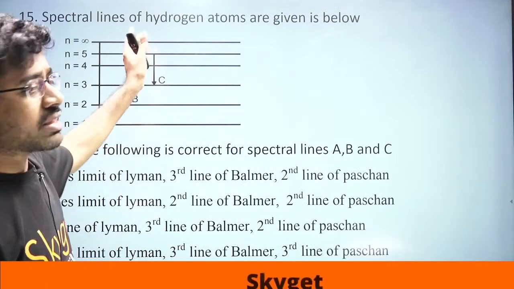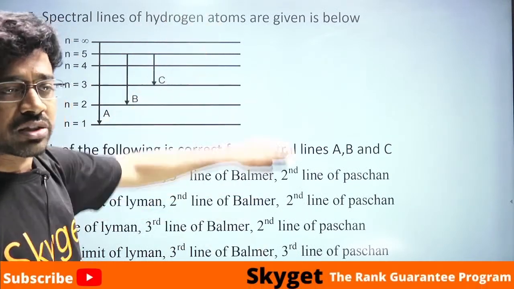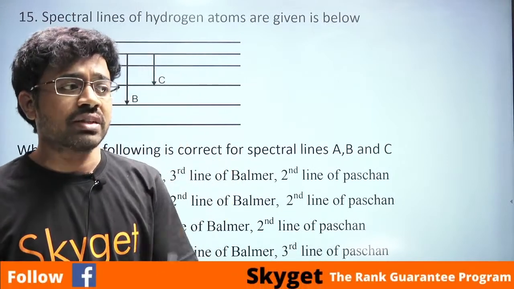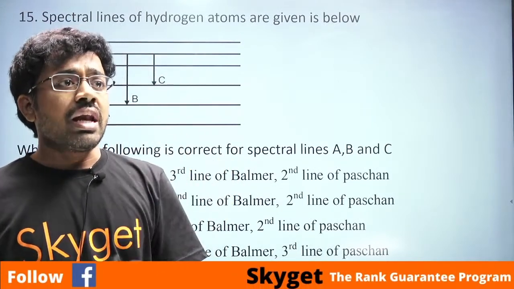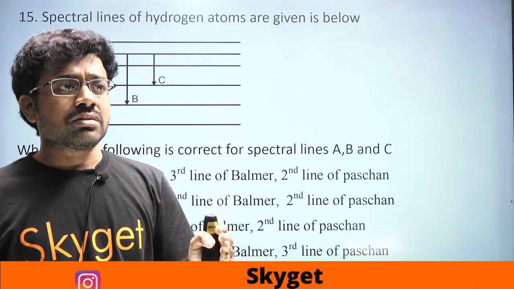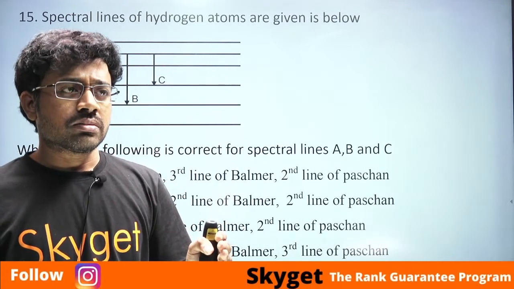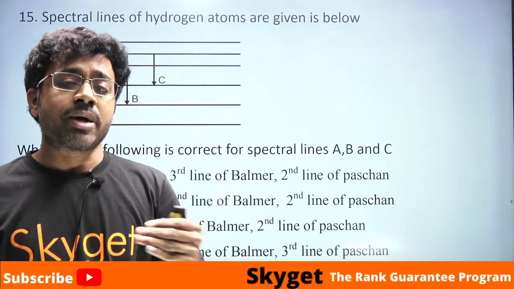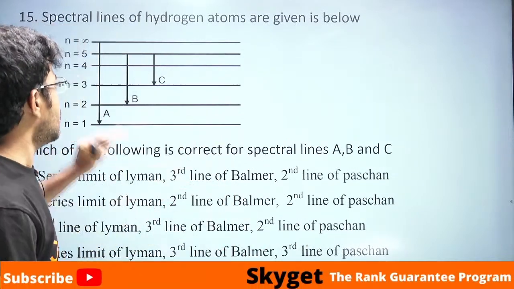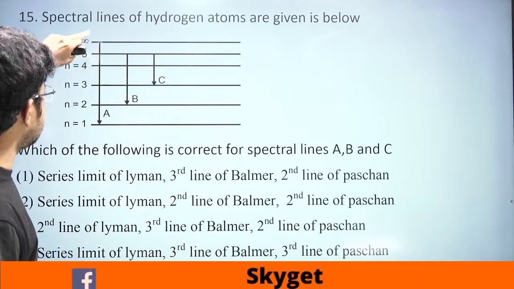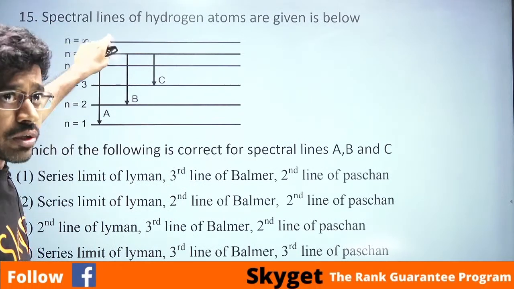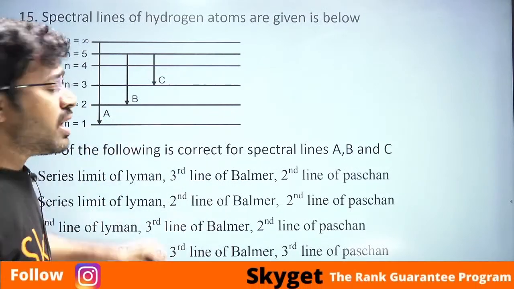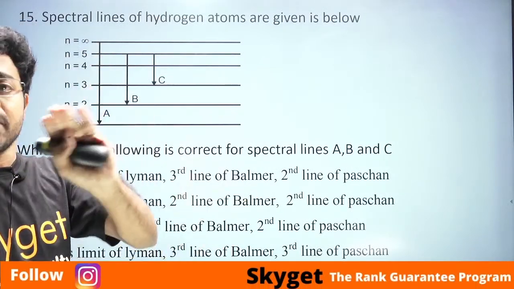Next he has given the problems based on the spectral lines of the 5 series of spectral lines that we have for single electron species, like the Lyman, Balmer, Paschen, Brackett and Pfund series. So in the first case, this electron is jumping from n is equal to infinity to n is equal to 1, so this comes under the Lyman series, and this is the last line of the Lyman series.